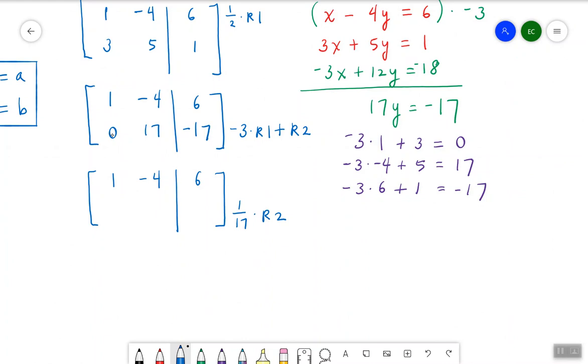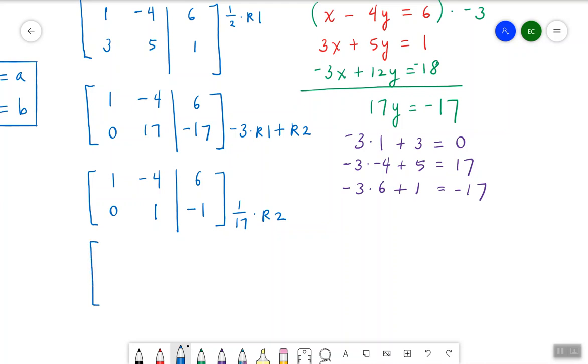1 over 17 times 0 is still 0. So that's an important idea. We just made that 0. We sure don't want to change it. We don't want it to change to something else. 1 over 17 times 17 is 1. And then 1 over 17 times -17 is -1.